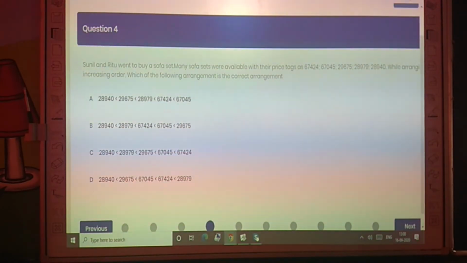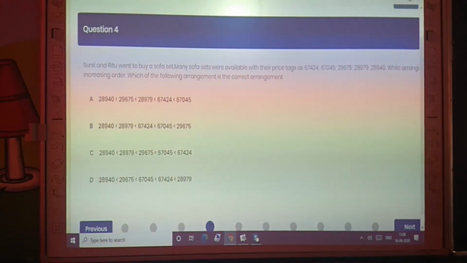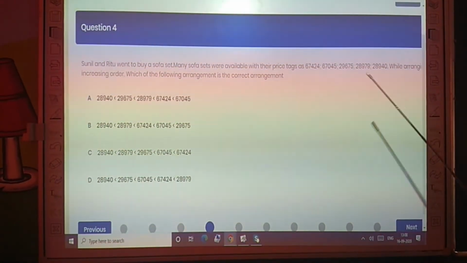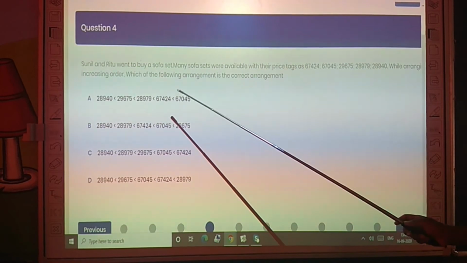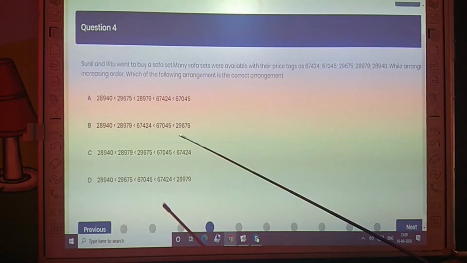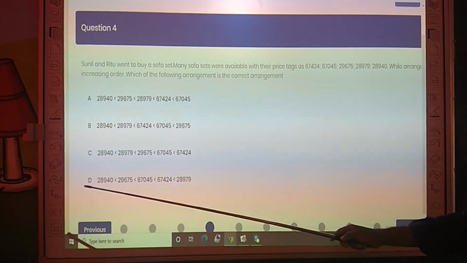Question number 4. Sunil and Ritu went to buy a sofa set. Many sofa sets were available there. The prices are 67,424, 67,045, 29,675, 28,979, 28,940. We arrange them in increasing order. Which of the following is the correct arrangement? A, B, C, D.